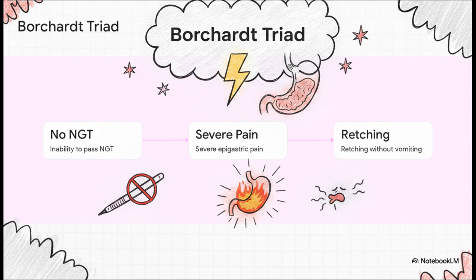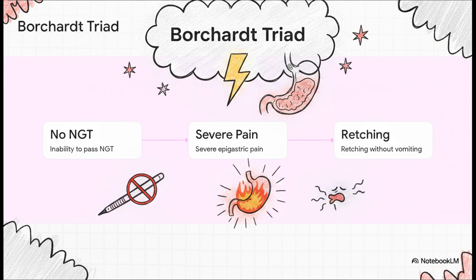What we just described is the classic Borchardt triad. And let me tell you, this is a big one. This triad consists of three very distinct clinical signs. Number one, the inability to pass an NGT. Number two, severe epigastric pain. And number three, retching without vomiting.